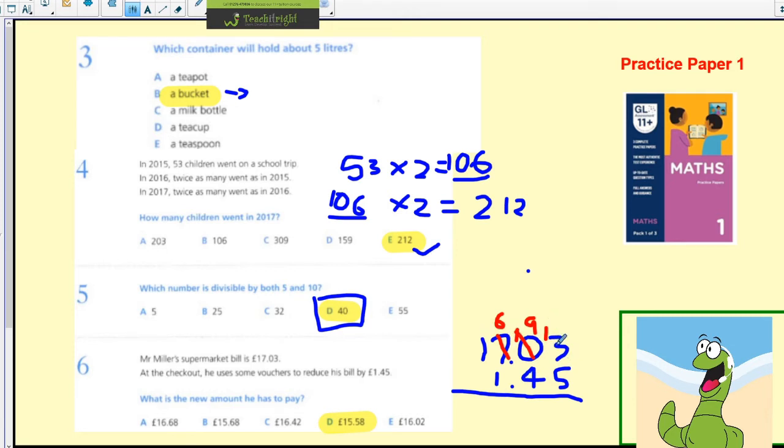But now I've got 13 take away 5, and that leaves me with 8p. I've then got 9 take away 4, which leaves me with 5, so 58 pennies. And then 6 take away 1 is 5, and the £10 remains. So £15.58. Final answer.